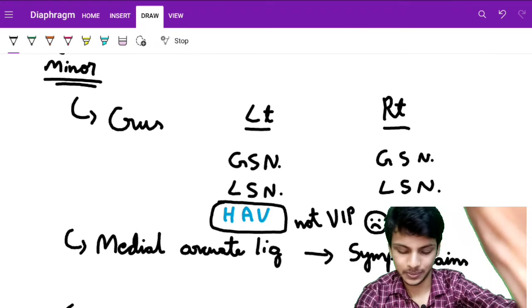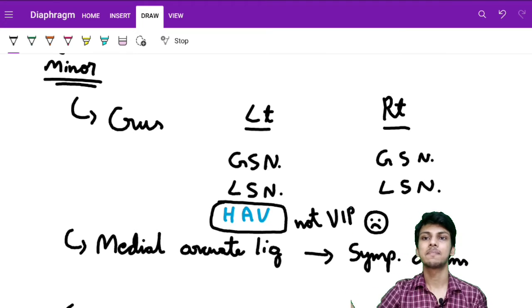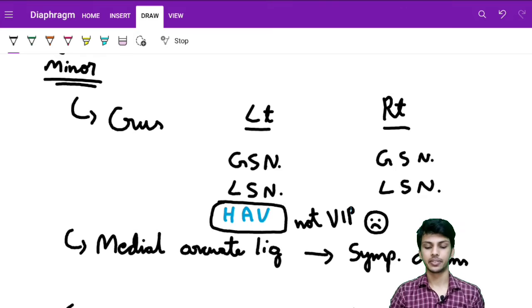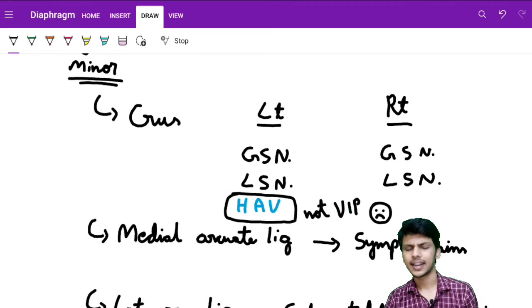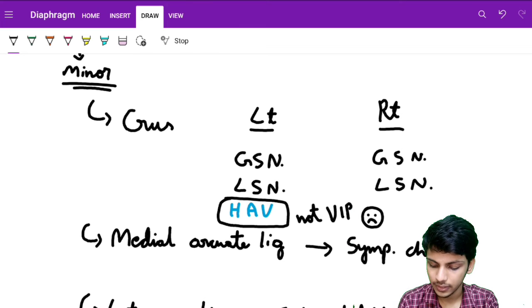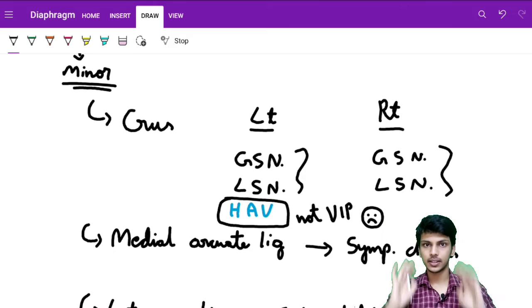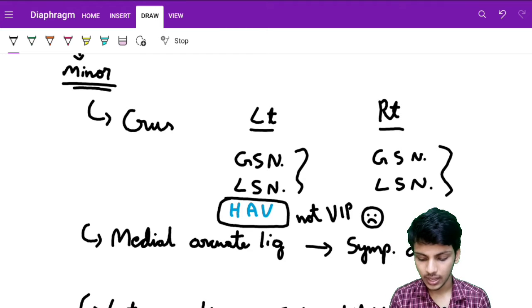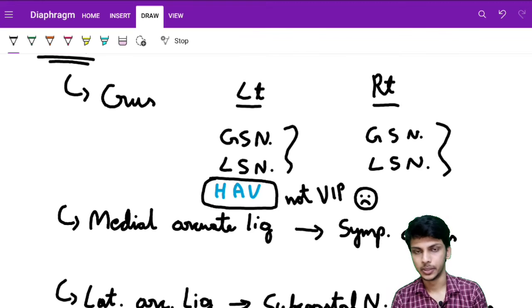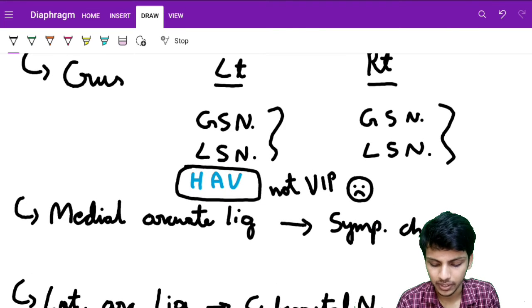Okay. So, minor openings of the diaphragm. That is the crus of the diaphragm, right crus and the left crus we have. There is something known as the greater splanchnic nerve and lesser splanchnic nerve. Each on the corresponding side pierce their crus and basically enter the abdomen from the lumbar plexus and supply the thorax too in some part.